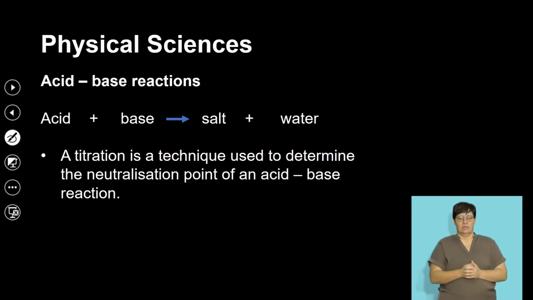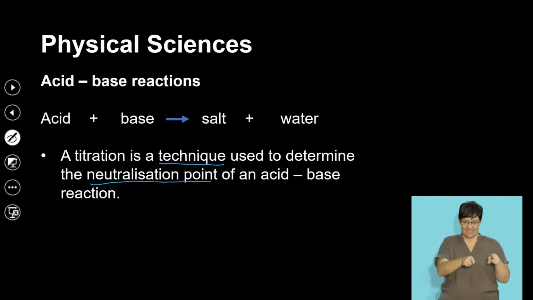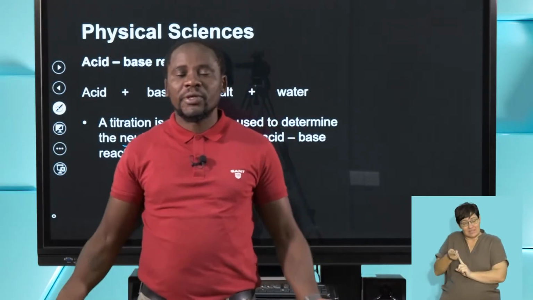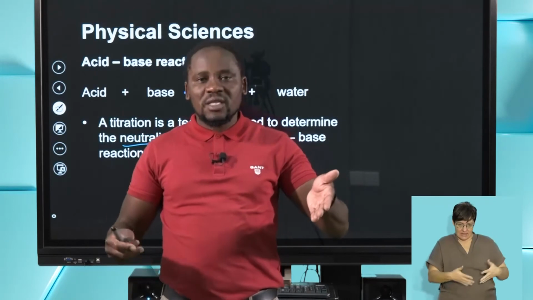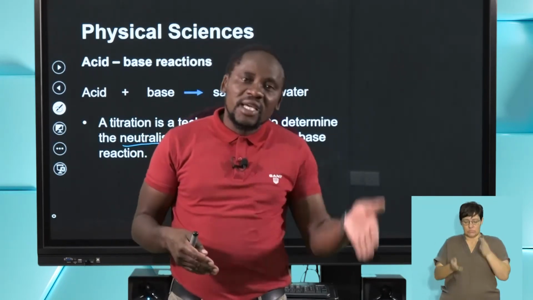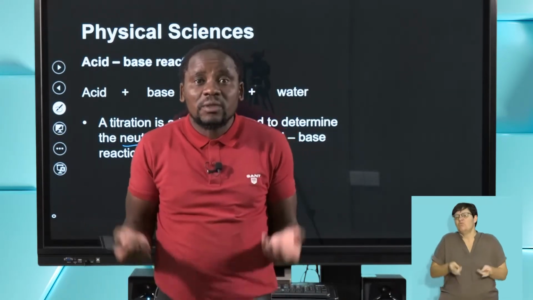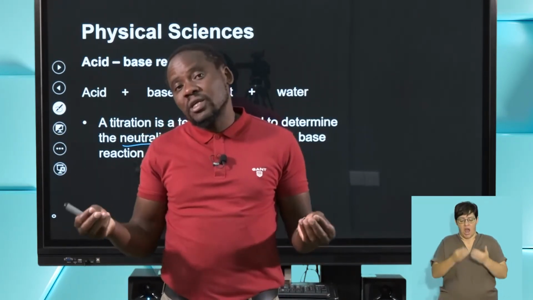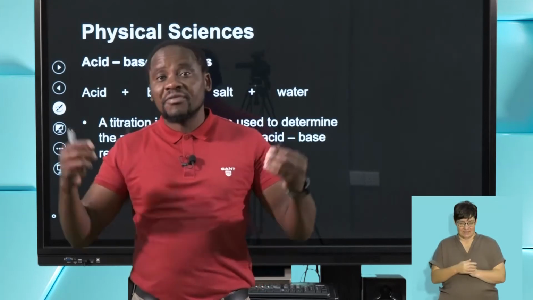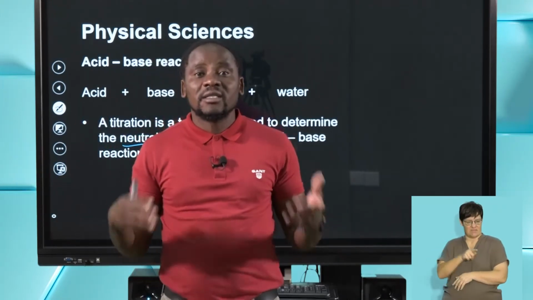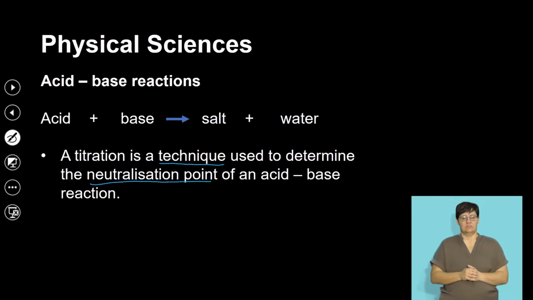And then a titration becomes a technique. It's a procedure that is used to determine the neutralization point of an acid-base reaction. To determine the neutralization point, we make use of an indicator in a reaction between an acid and a base. So we're saying that ordinarily, this is a neutralization type of reaction, if we were to classify these reactions as we know them.